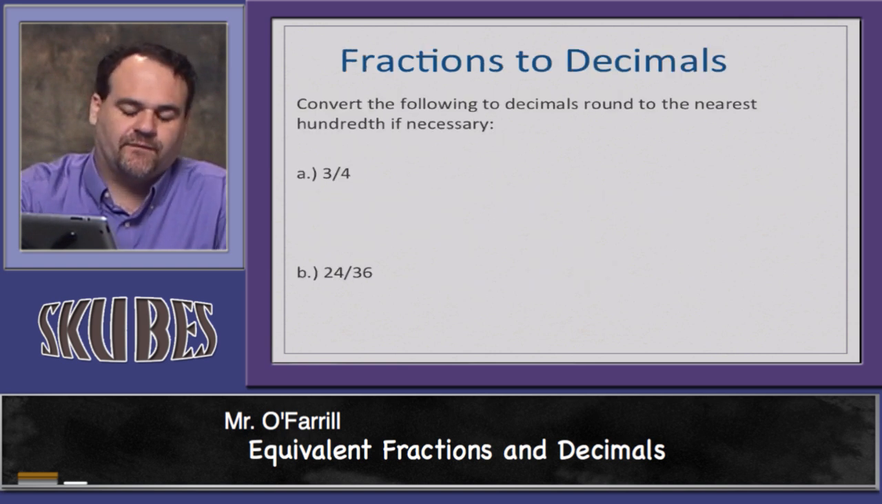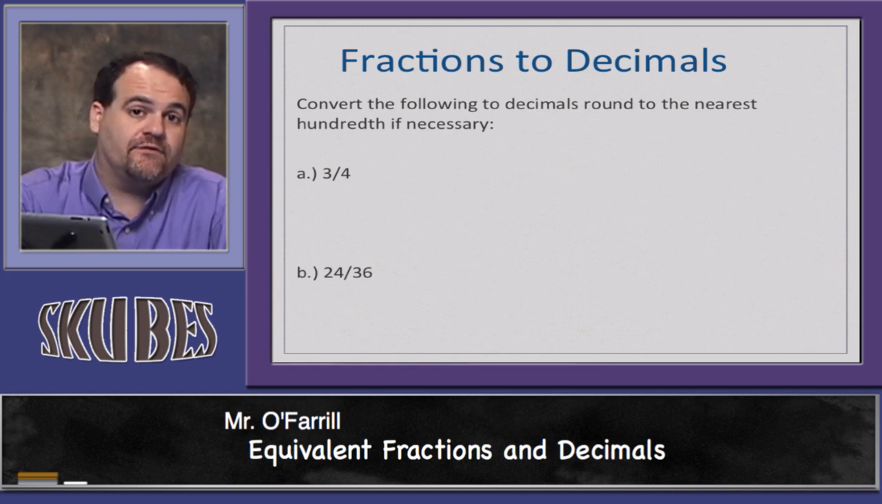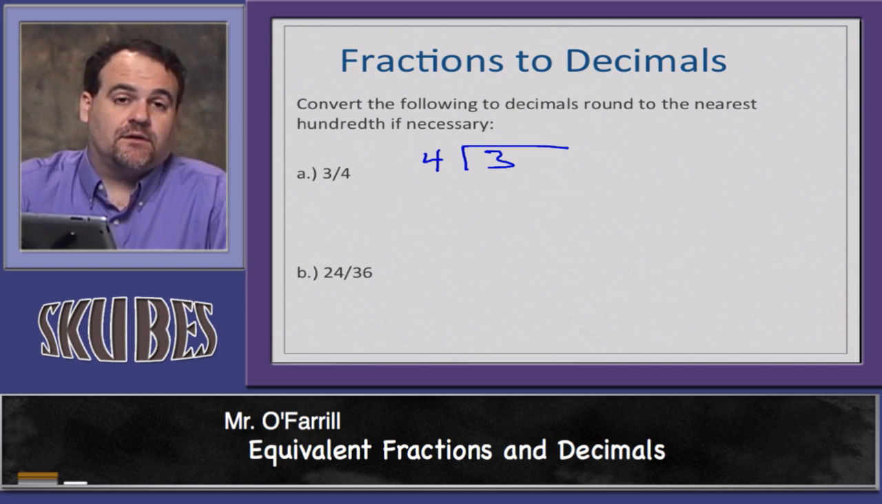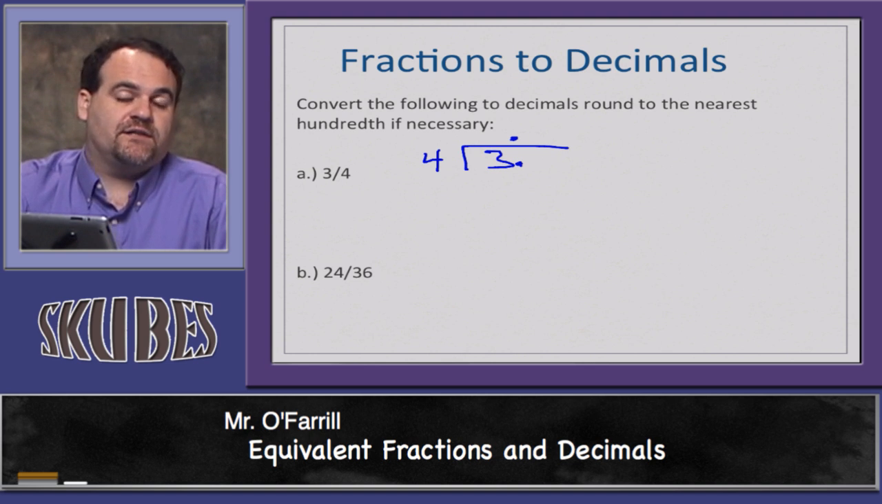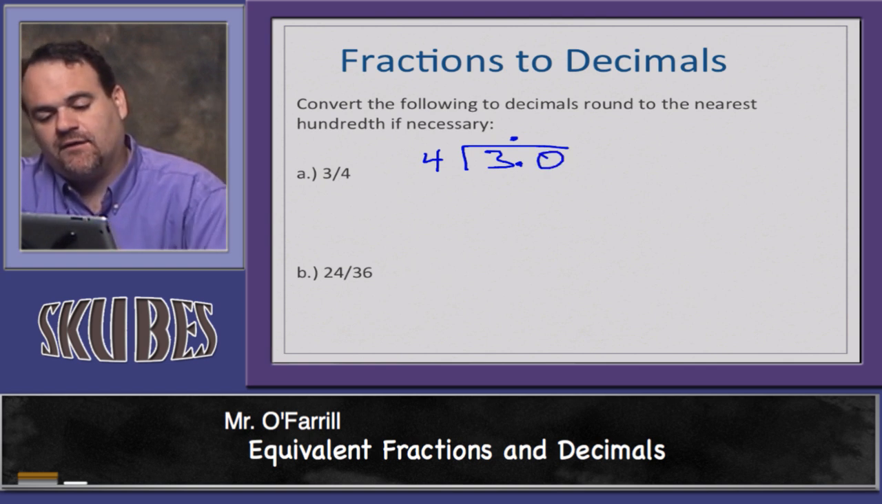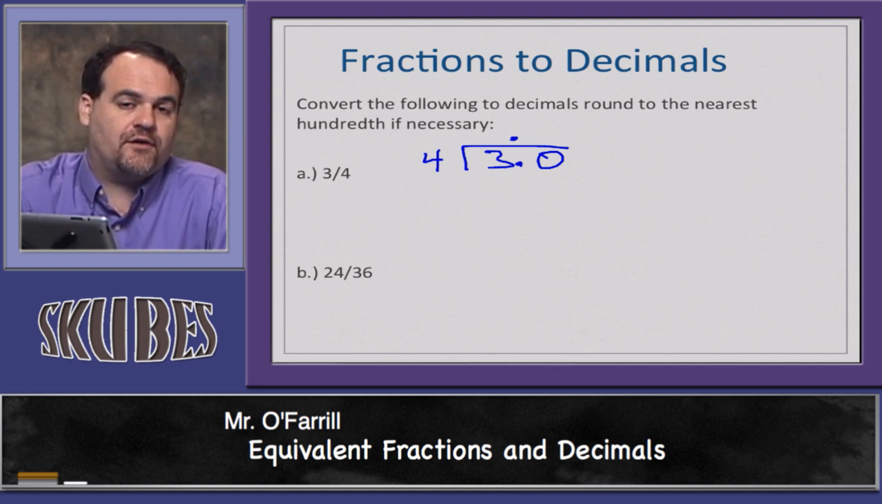So let's do a few of these. 3/4. Well, to convert it into a decimal, we need to divide. 3 divided by 4. Obviously, 3 is smaller than 4, so we're going to have to incorporate a decimal point. If you remember from the video on dividing decimals, we're going to stack those decimals vertically, and we're going to add a 0 right here. And we want to see how many times the number 4 goes into 30.